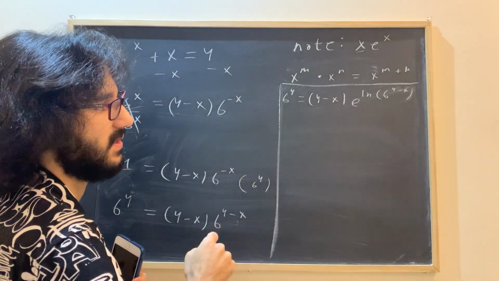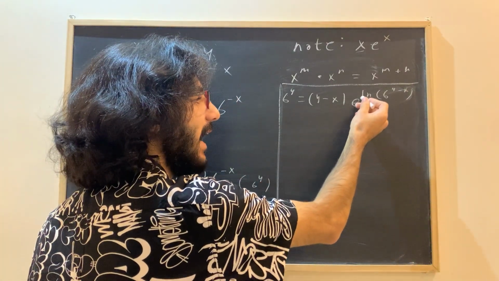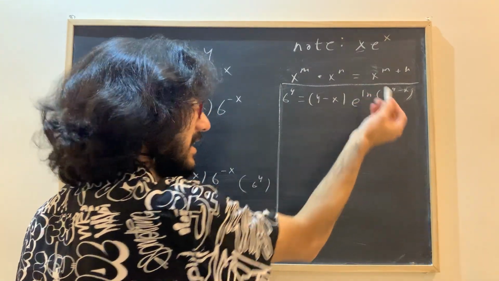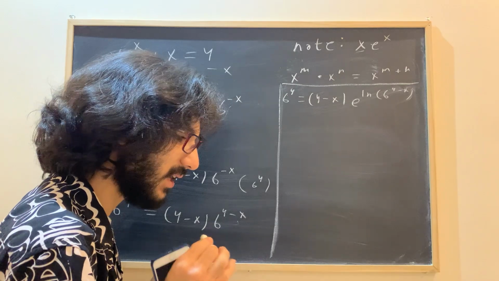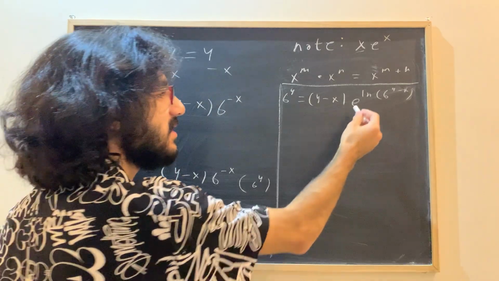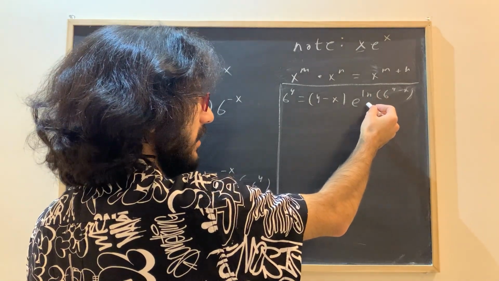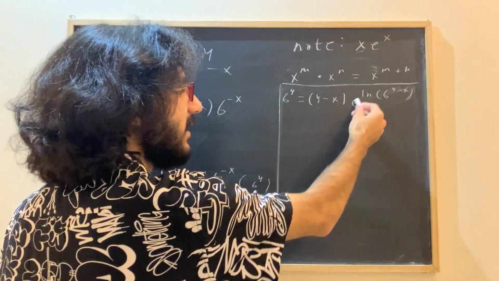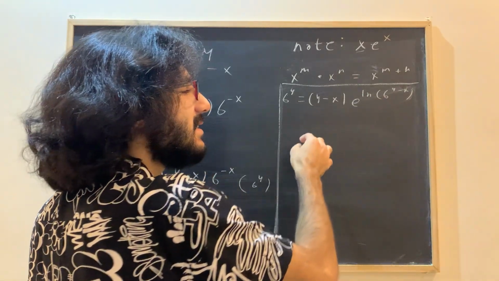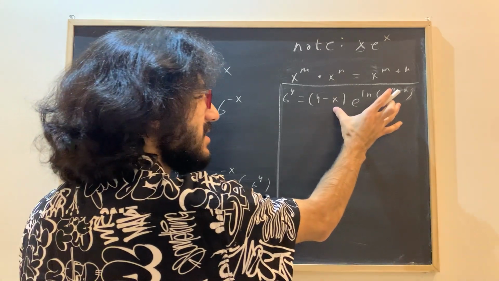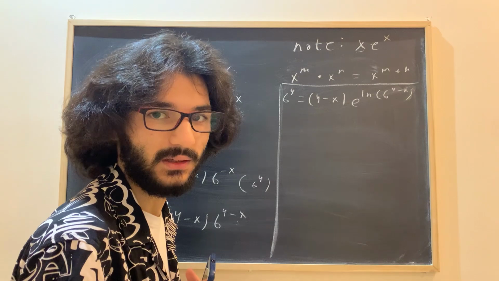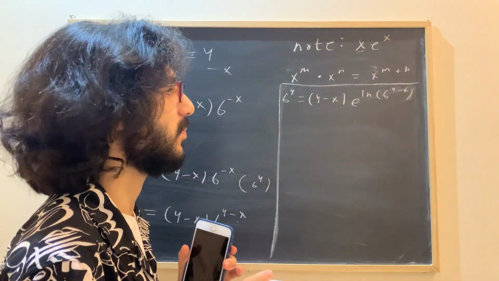Why can we do this? It's because e and ln are inverse functions, so these in the end cancel out. Actually, the fact they cancel out isn't what we need. The fact that these cancel out makes it technically that this is the same as this, but written in a different way. And that's what's beautiful about math.